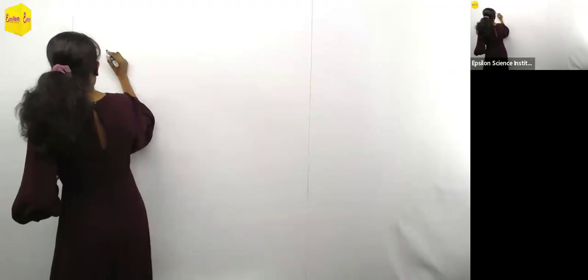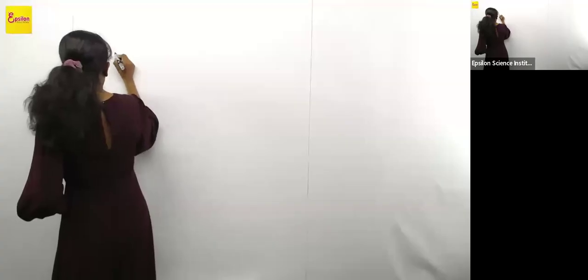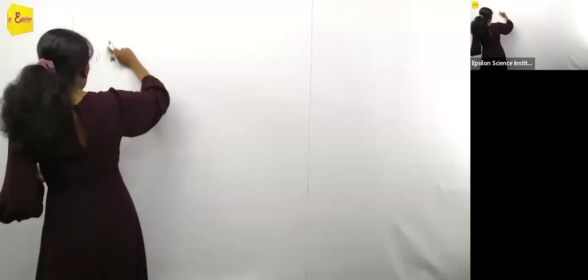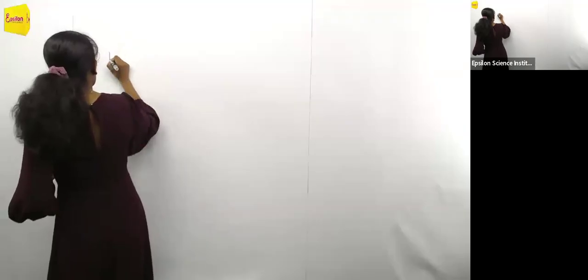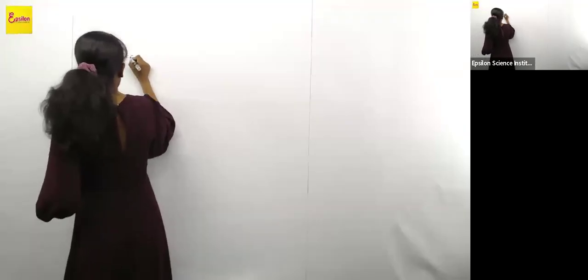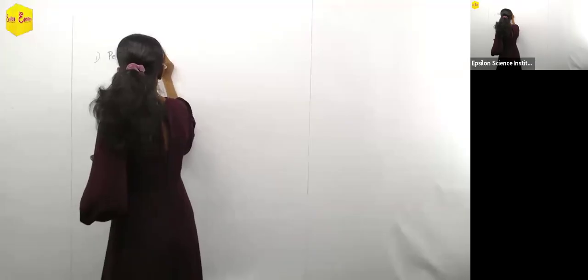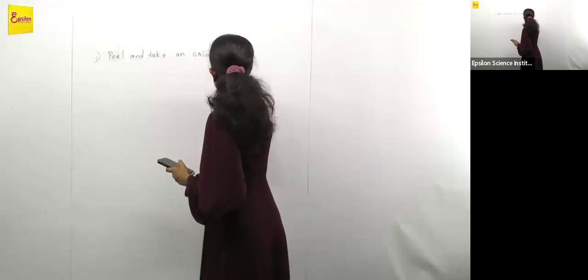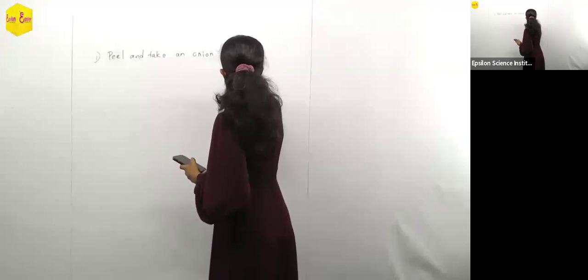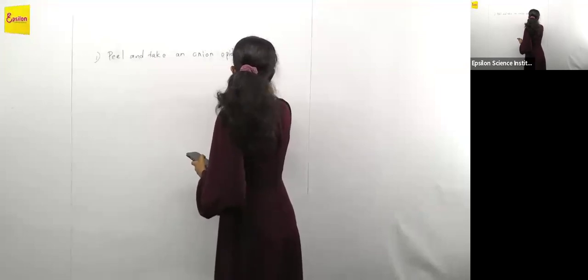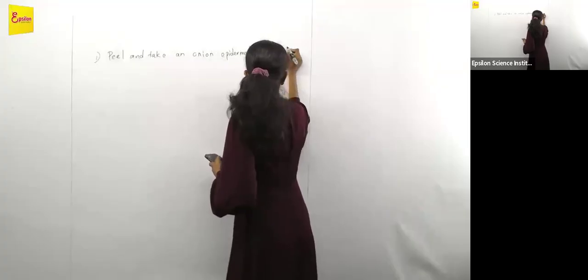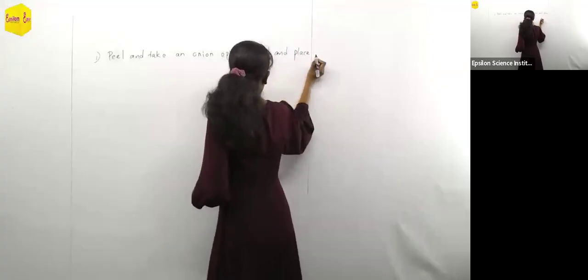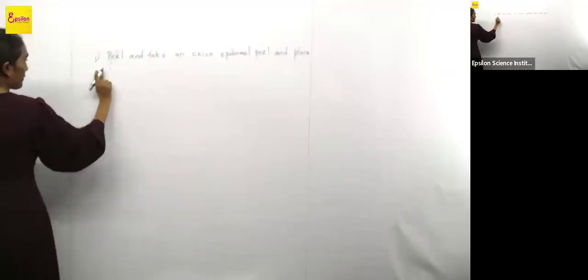Number one, you have to peel. Peel and take an onion epidermal peel, and place it on a watch glass of water.